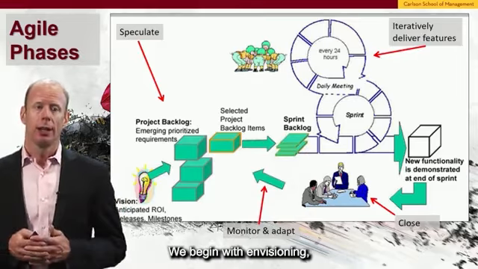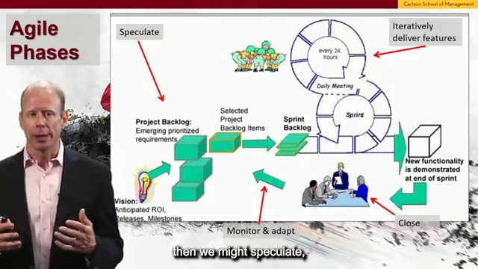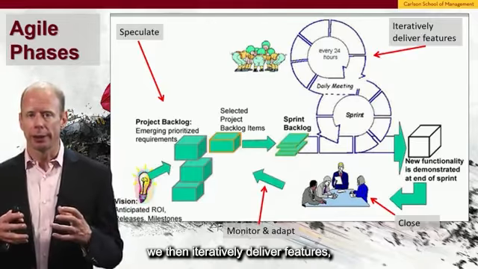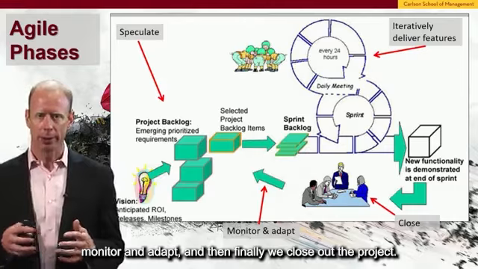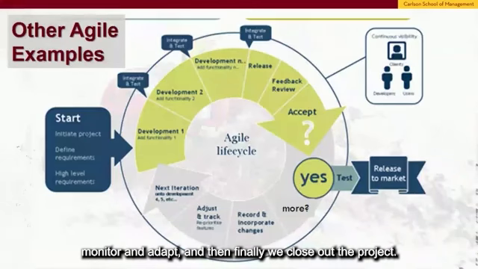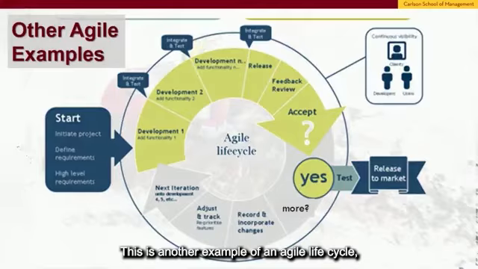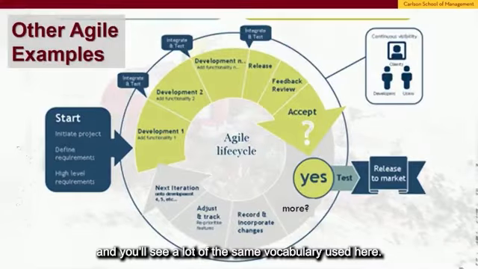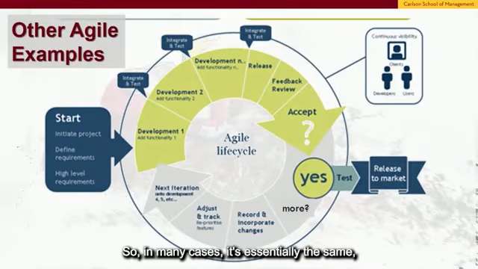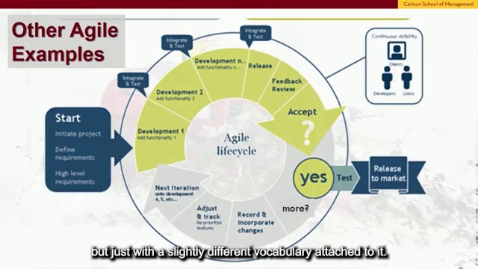In the traditional vocabulary, we begin with envisioning, then we might speculate. We then iteratively deliver features, monitor and adapt, and then finally we close out the project. This is another example of an agile life cycle, and you'll see a lot of the same vocabulary used here. And so in many cases it's essentially the same, but just with a slightly different vocabulary attached to it.